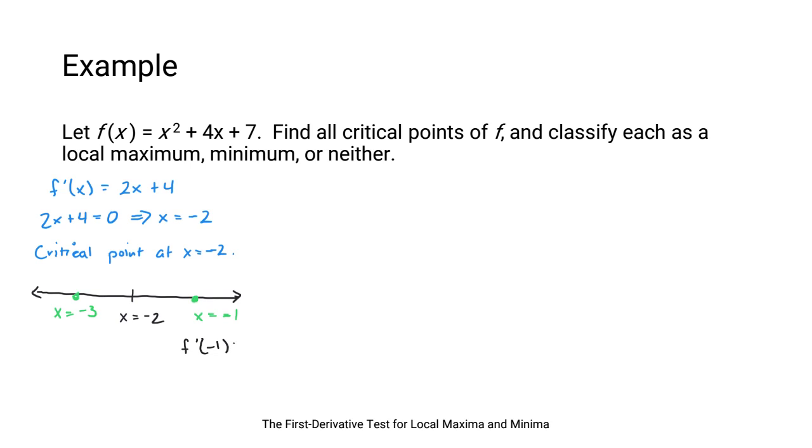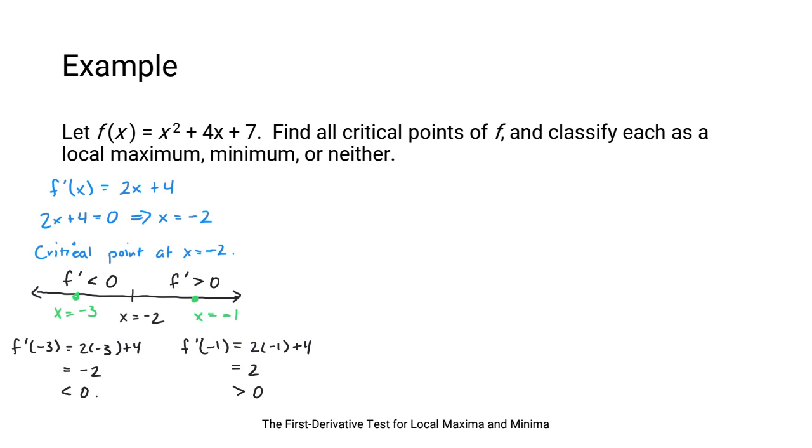F prime at -1 is 2 times -1 plus 4, which is equal to 2, and that's greater than 0. So we see that on the right side of x equals -2, f prime is greater than 0. And on the left side, we have f prime at -3 equals 2 times -3 plus 4. That's equal to -2, which is less than 0. So on the left side of x equals -2, we have f prime negative. F prime is less than 0.